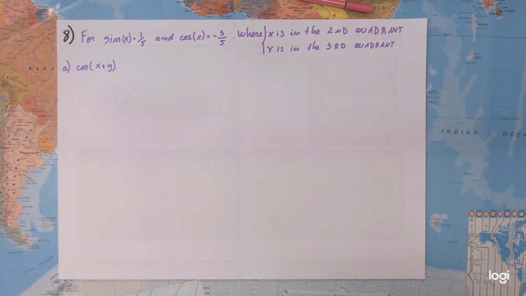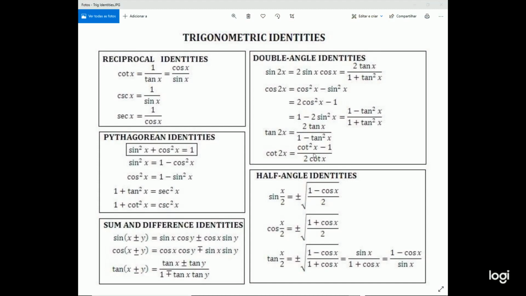For this 8th exercise, this is more simple. It is just substitution. We're just going to use those trigonometric identities in here. Okay, it's straightforward. We just have to remember the secant, inverse of cosine, the cosecant, inverse of sine, the cotangent, and so on. And the basic ones, the sum and difference.